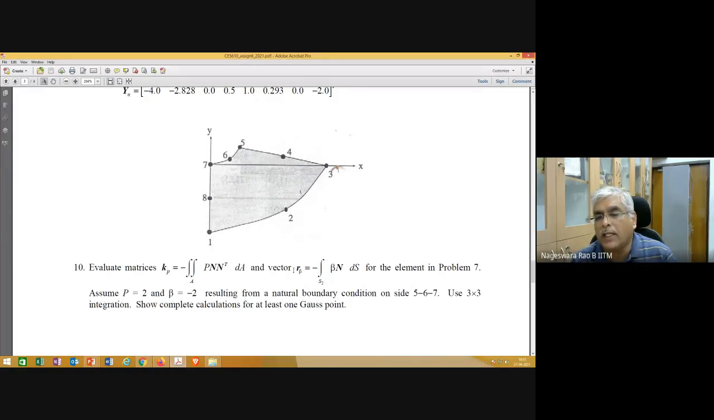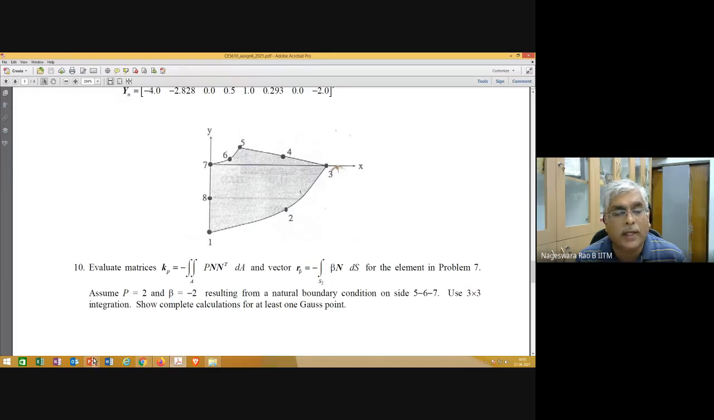Whereas when you are evaluating the line integral, here it's mentioned 3 by 3, meaning 3 points along that particular edge. It's a line integral, so there is nothing like 3 by 3 for this line integral. You need to adopt 3 integration points to evaluate this line integral.